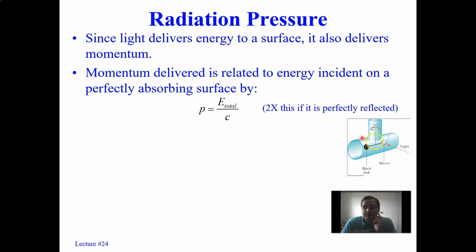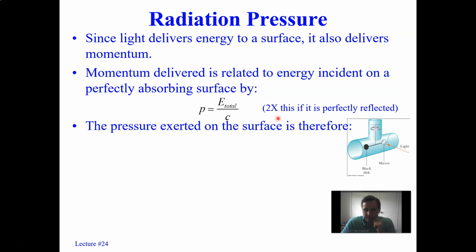And by the way, there's a nice little device you can purchase where, if you have a mirror reflecting surface and a black surface, and you shine light on it, you'll see this little device start to spin. Why is that the case? Well, if the mirror is reflecting, there's more momentum imparted to it. If the black disk is absorbing, this thing will rotate counterclockwise.